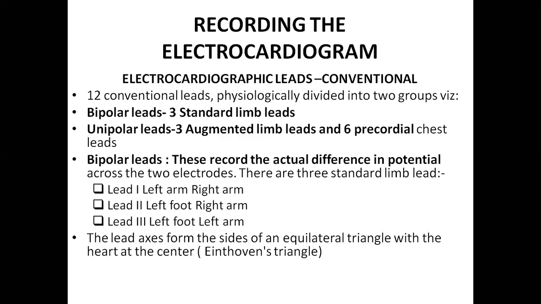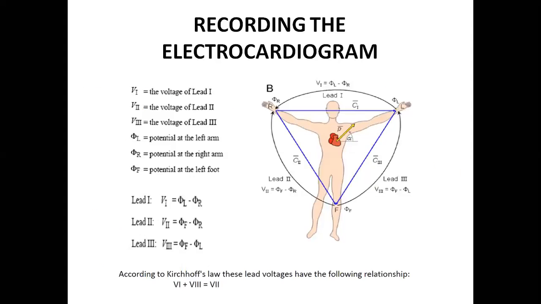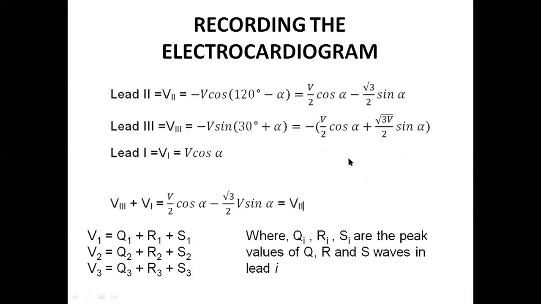These bipolar leads are placed on the left arm. Lead 2 is placed on left foot, right arm. Lead 3 is left foot, left arm. Okay. The lead axis forms the side of an equilateral triangle with the heart at the center. So this equilateral triangle, as the name implies, means that from the heart, the right arm, left arm, and the left leg, the limb lead distances are the same. Okay, so it will form this kind of triangle.